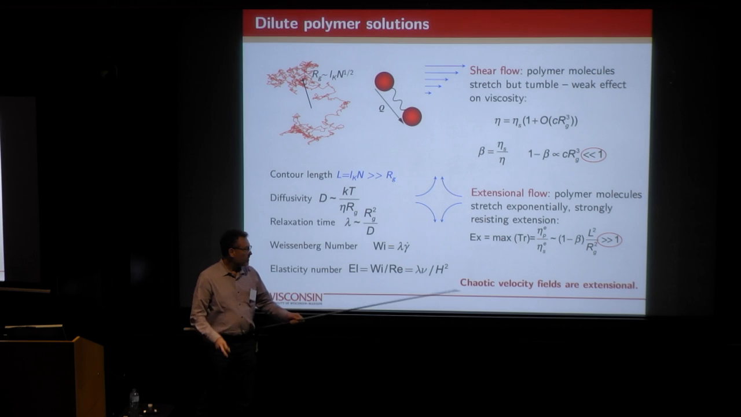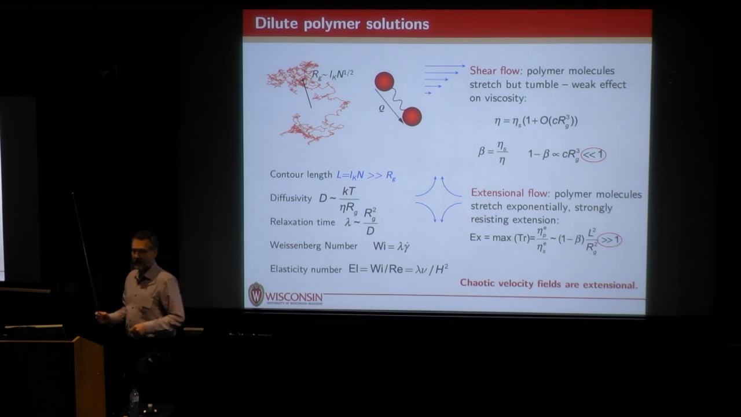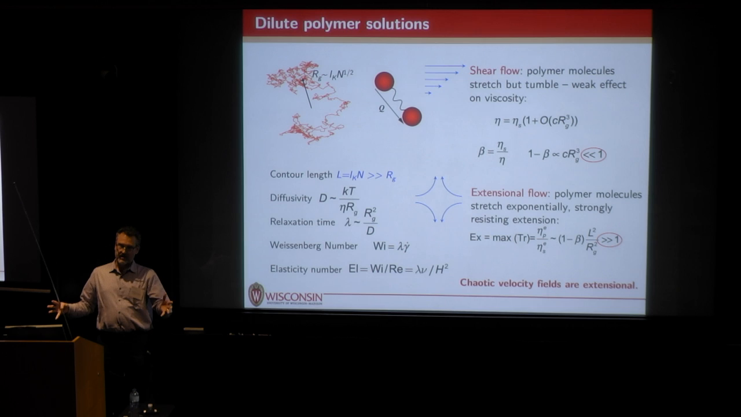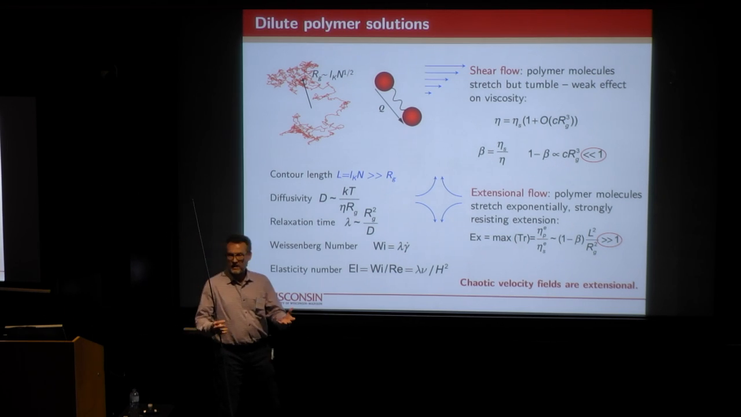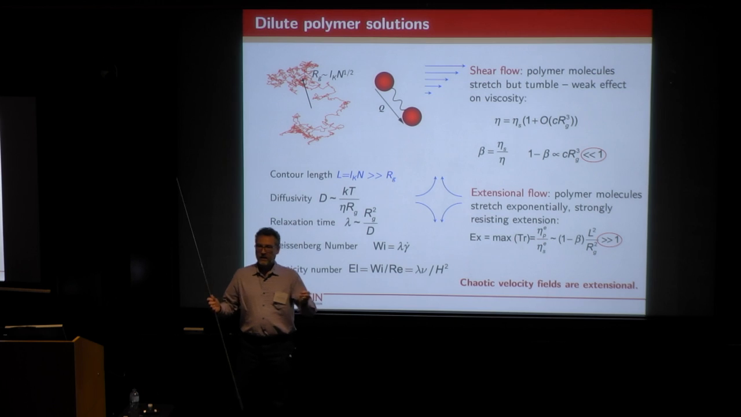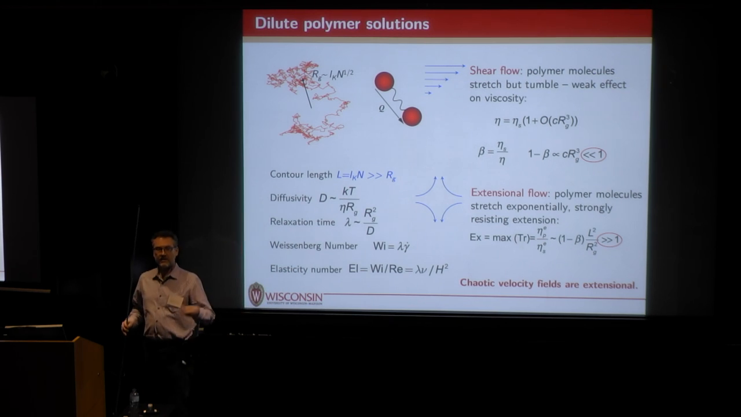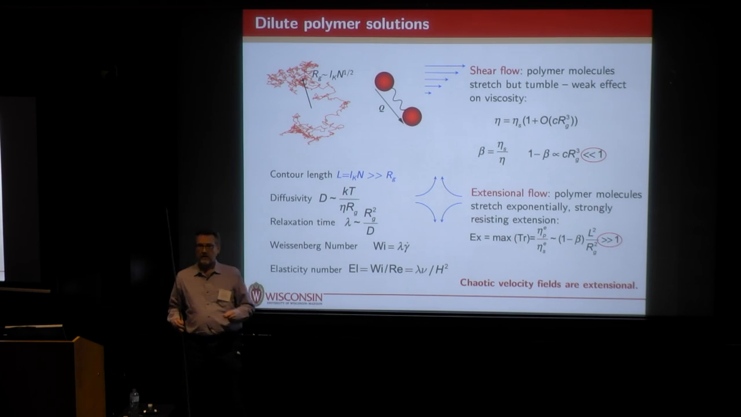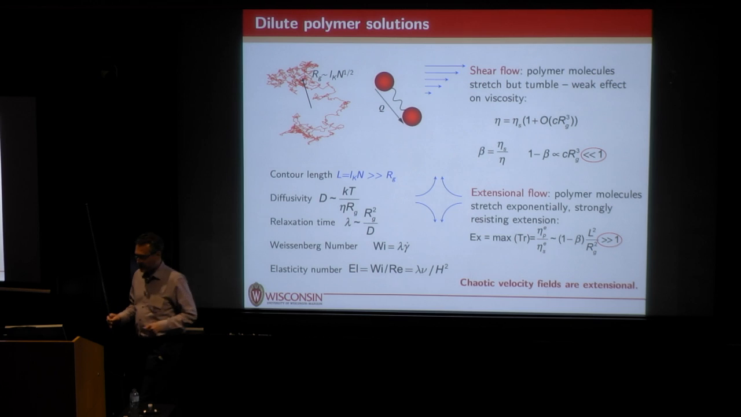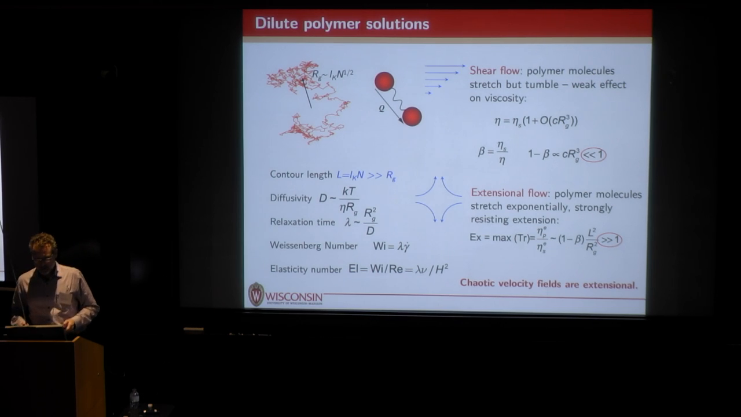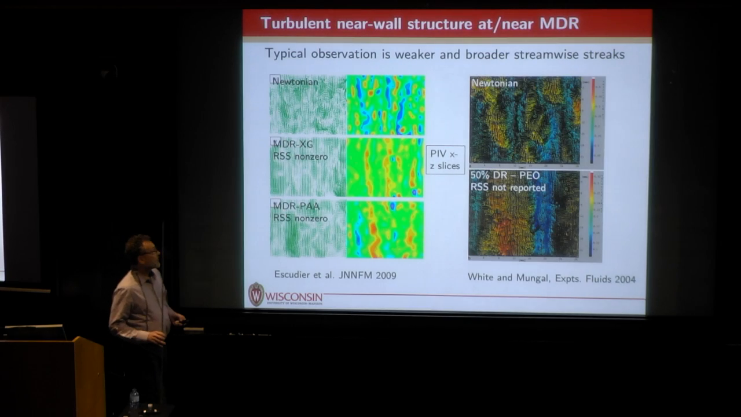And then we've heard a lot about vorticity in turbulence, but everything in between the vortices is extensional in a turbulent flow. So if you have a chaotic velocity field, in general, material lines stretch exponentially fast and you get exponential stretching of polymer molecules. And that turns out to play a role in my story later. So there's my tutorial.